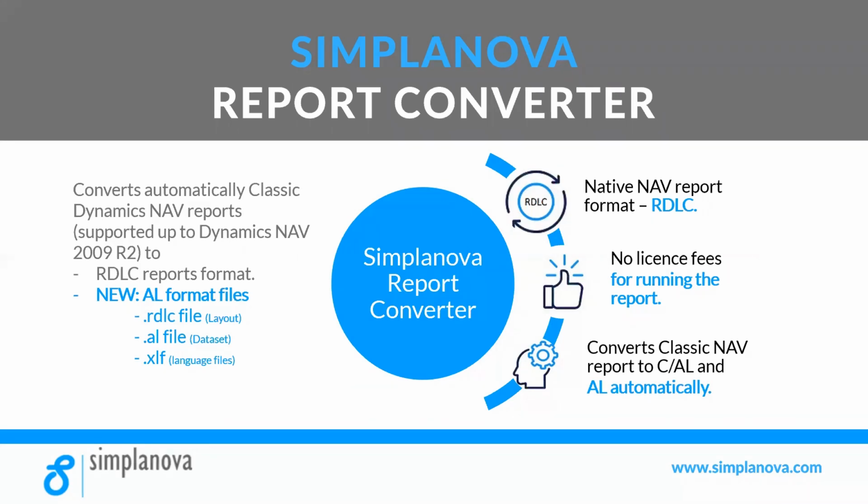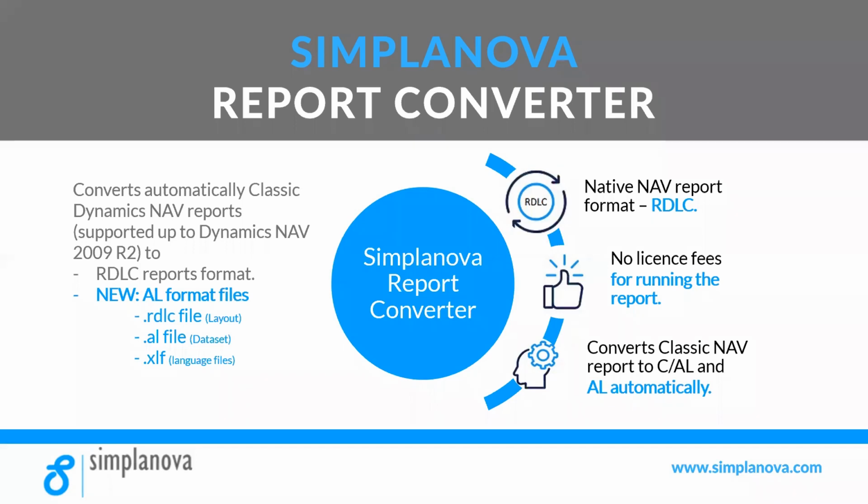What are the main advantages of the tool itself? First of all, when you do these conversions, you will get a pure NAV Business Central object. So it means that you don't need to have any third-party systems to run the report. You can simply do the modifications regarding RDLC reports with Report Builder or Visual Studio. And as for AL, you can just use Visual Studio Code. So no yearly fees.